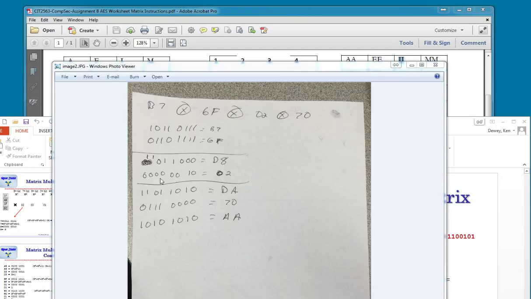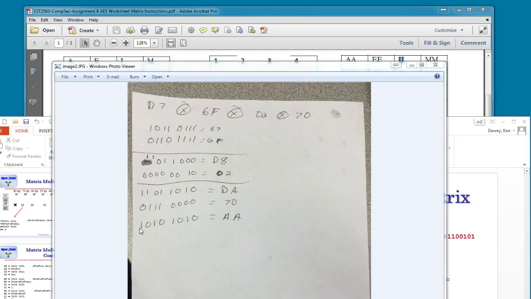02 is 0, 0, 0, 0, 0, 0, 1, 0. So obviously the first 4 come down. So it's 1, 1, 0, 1. Then with the 0, 2, we end up with 1, 0, 1, 0. Okay? So we end up with DA. Very close, but not exactly the same. This 02 is changing it a little bit. Then we bring down the 70. So DA and 70.